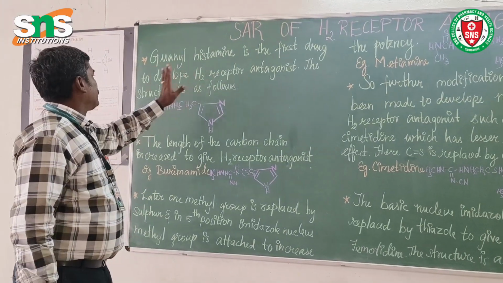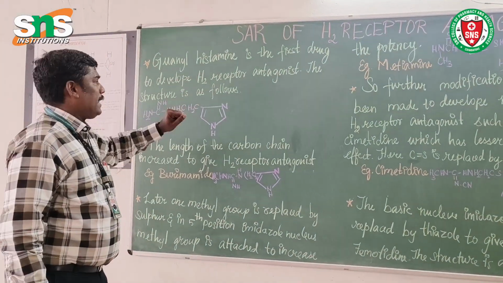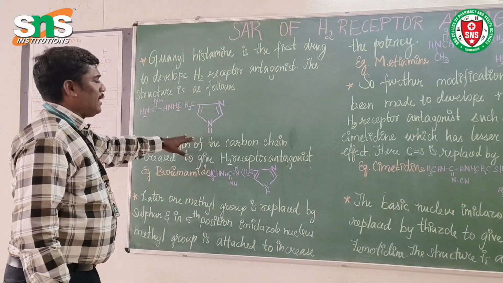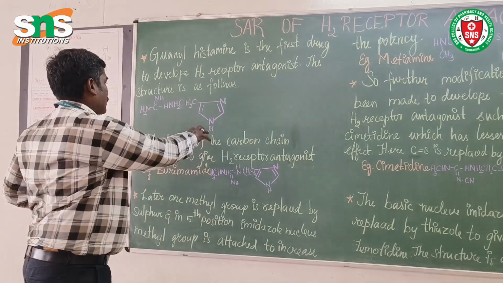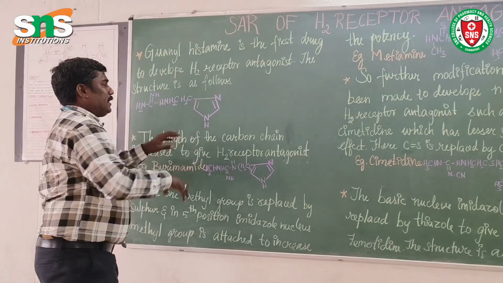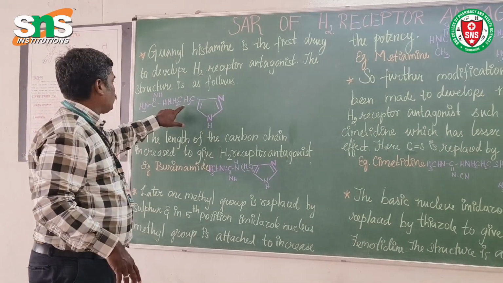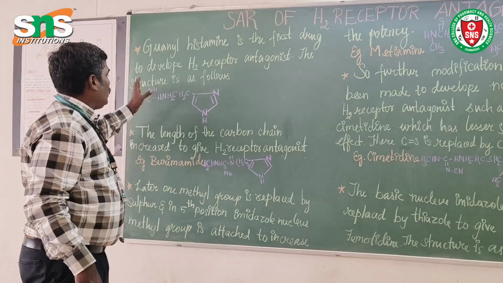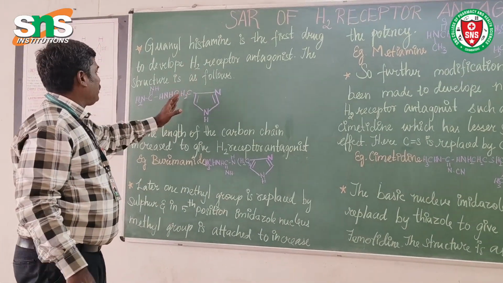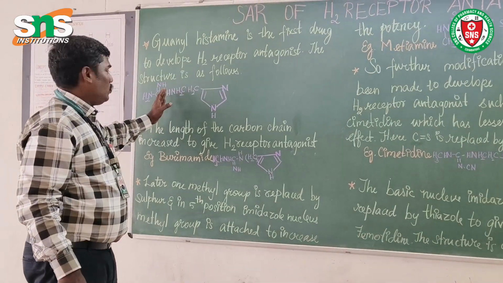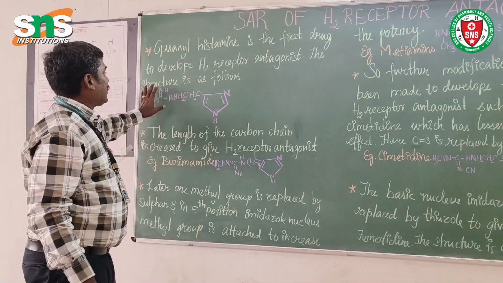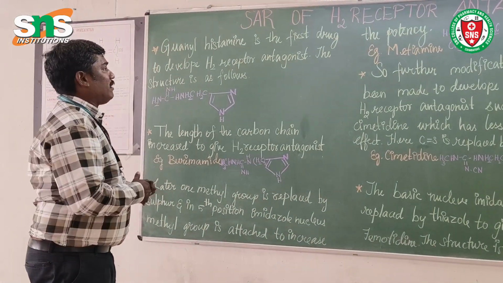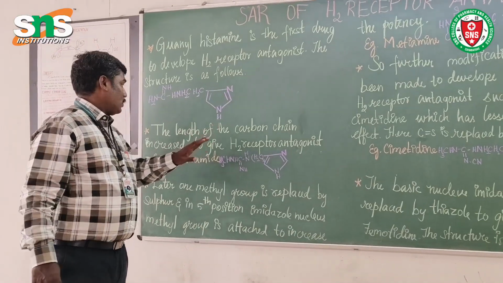This is the first drug developed as an H2 receptor antagonist, and this is the structure of guanyl histamine. Here we will find the imidazole structure. In this one, an ethyl and a guanidine group are attached here. Normally histamine has this CH2, NH2. So this is the first antagonist that was developed as an H2 receptor antagonist.